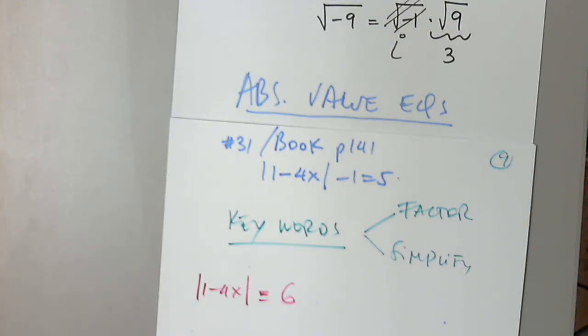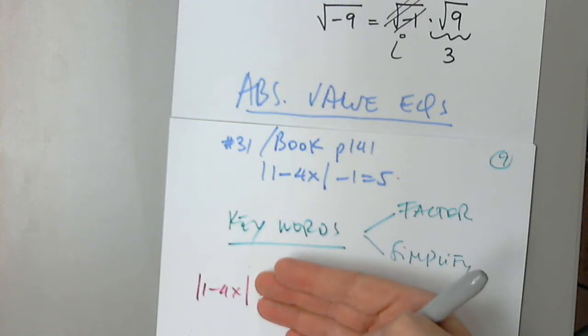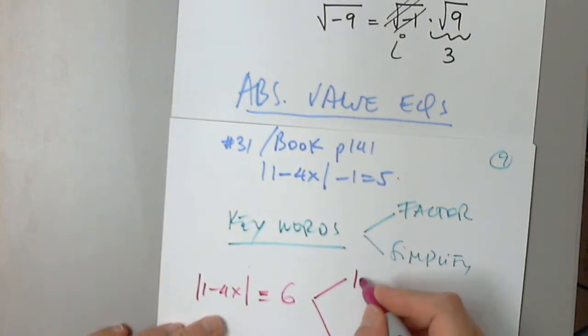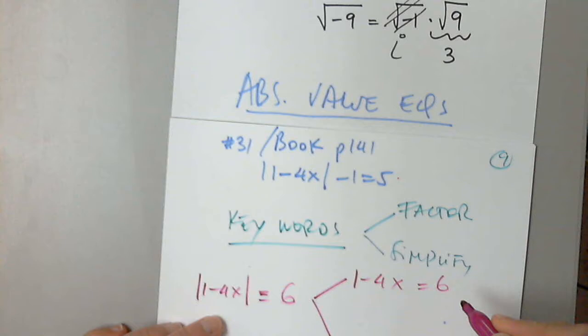I move negative 1 to the other side, it becomes positive. Now remember, whenever we talk about an absolute value, how many options are there? Exactly 2. What are the options? The options are 1 minus 4x equals 6. And then the other one with minus, but I'd rather put the minus on this side by multiplying both sides by negative 1.